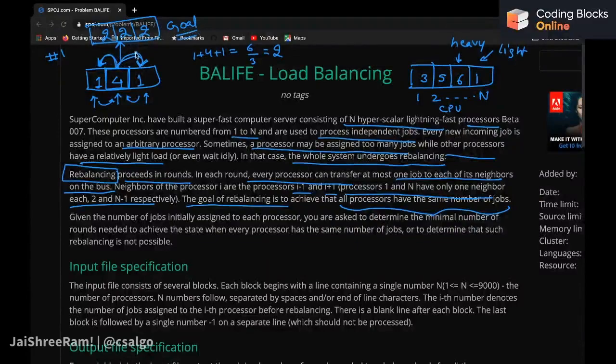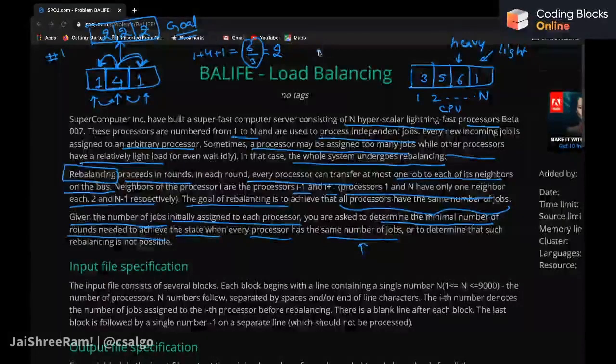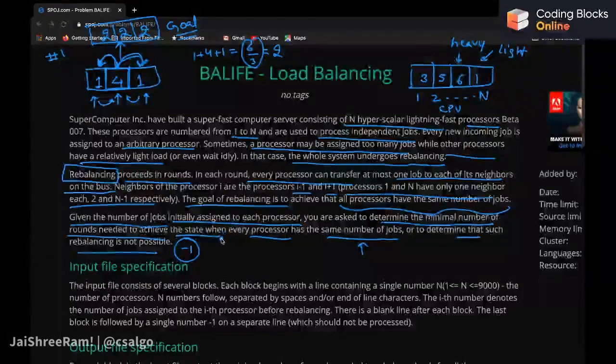Each element of the array should be same. Okay, and you have to tell how many rounds it will take. So you're given the number of jobs initially assigned to each processor, and you have to find minimum number of rounds needed to achieve the state when every processor has the same number of jobs. And if this is not feasible, if this is not an integer, then you have to print no state is possible, or you have to print -1 in such a case. Okay, so we will see some examples.